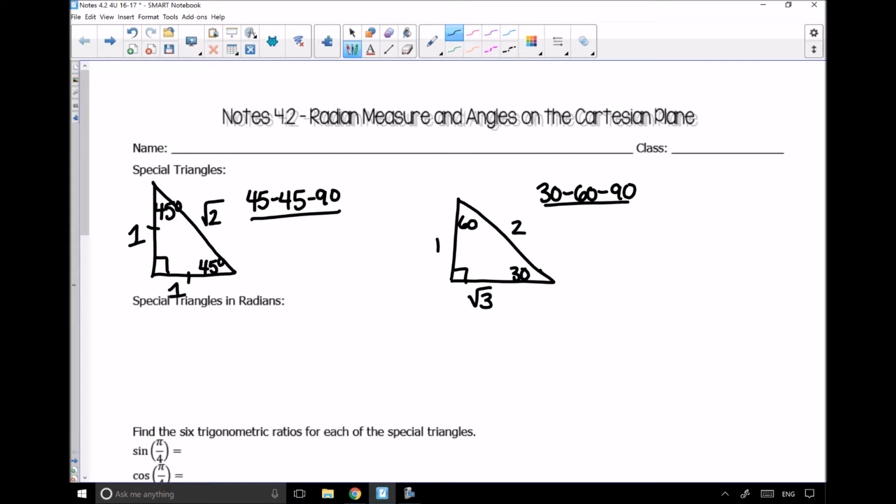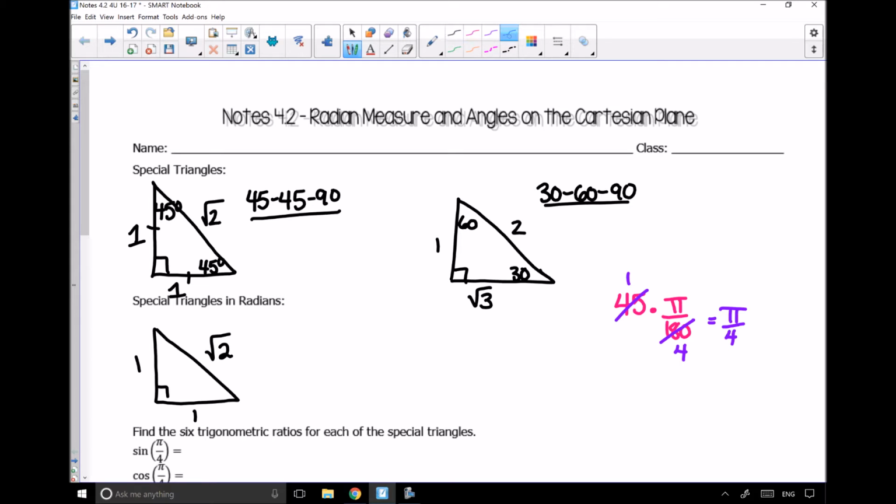Okay, so in radians right here, I'm going to take 45 degrees and convert it to radians by multiplying it by pi over 180. I know that 180 and 45 are both divisible by 45. 180 divided by 45 is 4. 45 divided by 45 is 1. So I get pi over 4. So in this special triangle right here, the ratios are the same. I still have a 1 to 1 to root 2. But instead of having a 45-degree angle, we're just going to say that this is pi over 4 and that this is also pi over 4.